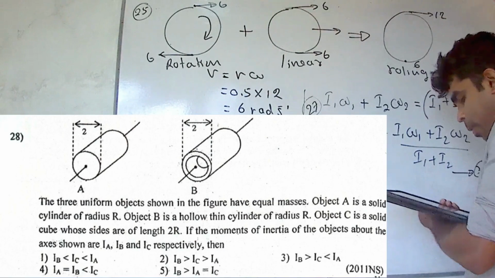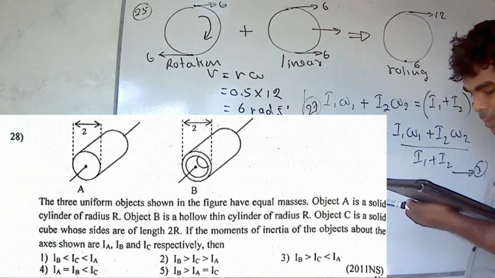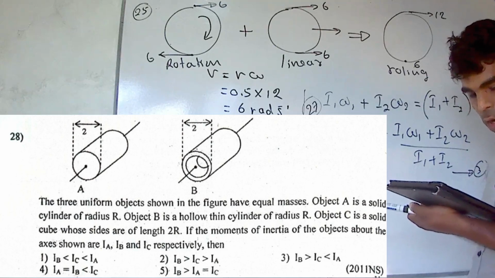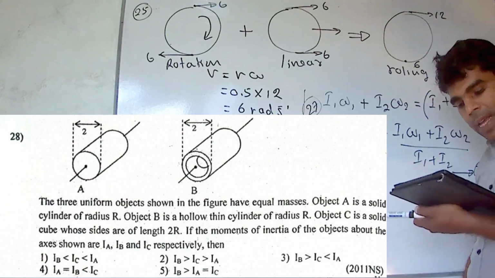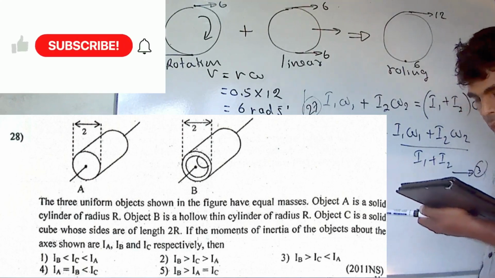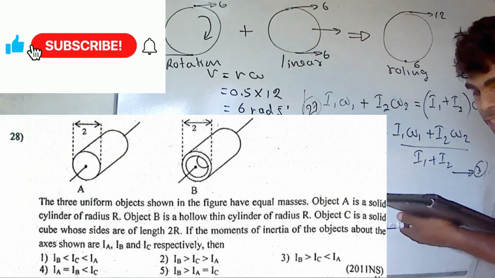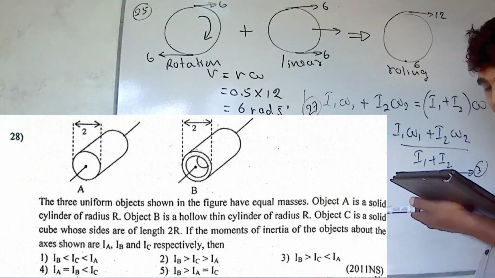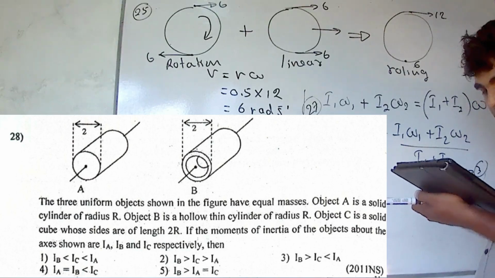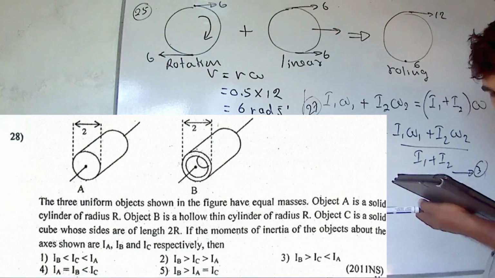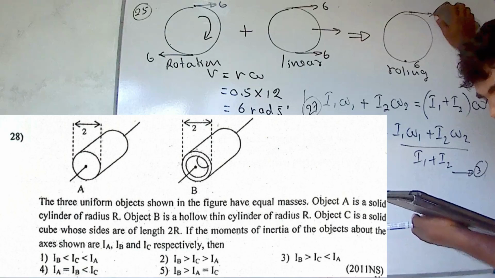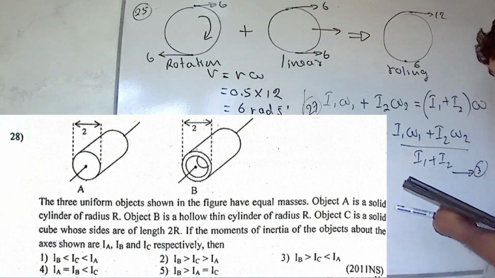The three uniform objects shown in the figure have equal masses. Object A is a solid cylinder of radius r. Object B is a hollow cylinder of radius r. Object C is a solid tube whose sides are of length 2r. The moments of inertia of the objects about the axis shown are IA, IB and IC respectively. Then we have to compare IA, IB and IC.